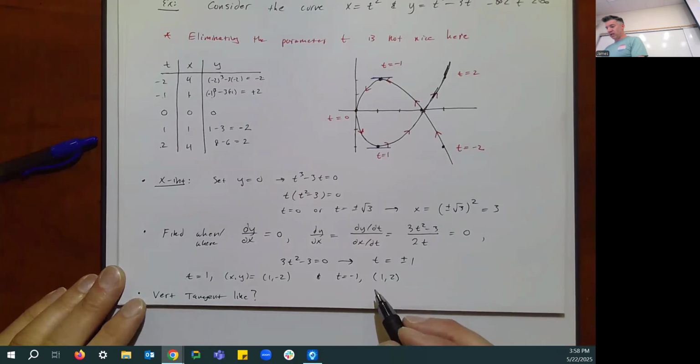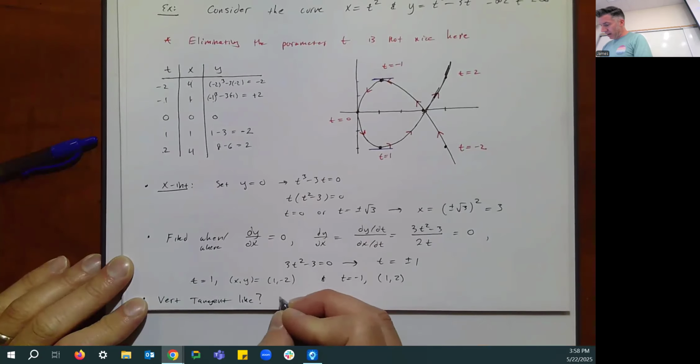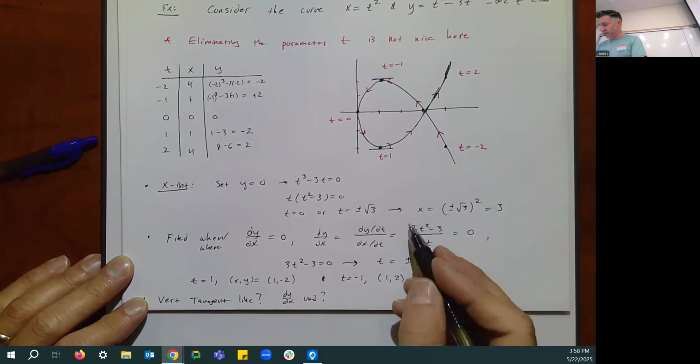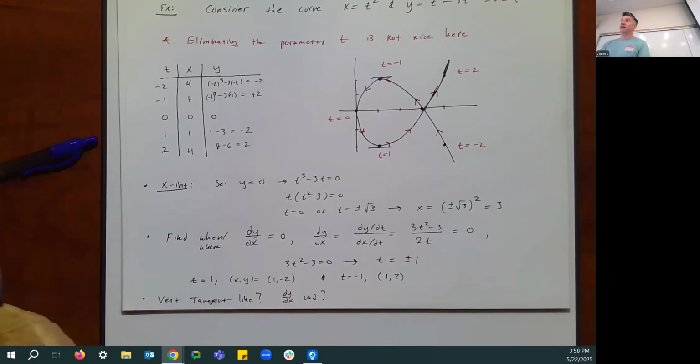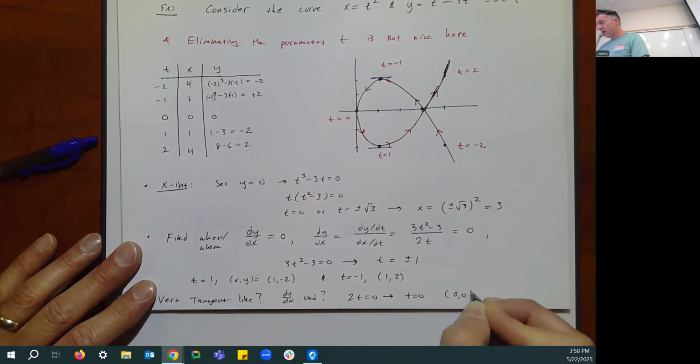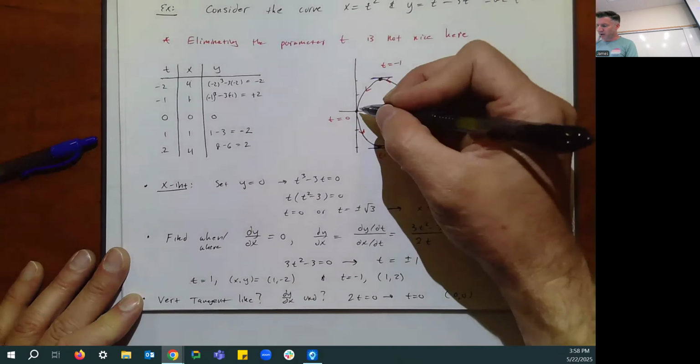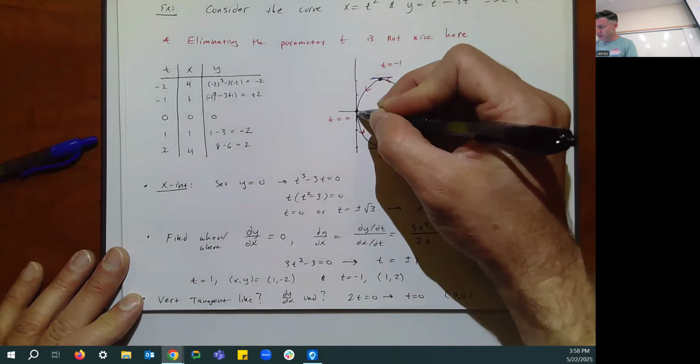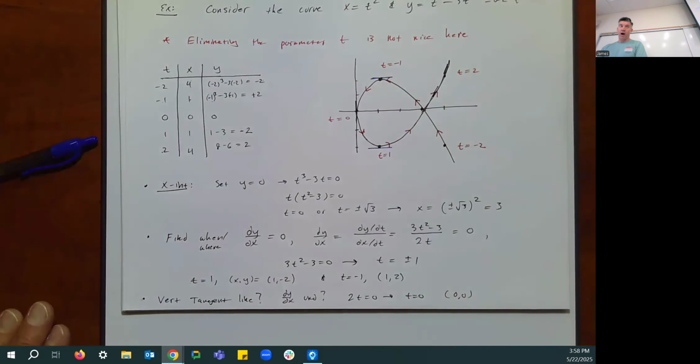So essentially, I'm saying, where is my derivative undefined? In other words, if I look at my expression for my derivative, I want the denominator to be 0. So 2t equals 0 means t equals 0, and my coordinate is 0 comma 0. And I'm not even going to draw anything else. It certainly looks like the tangent line right there is the y-axis, a vertical line. Cool.